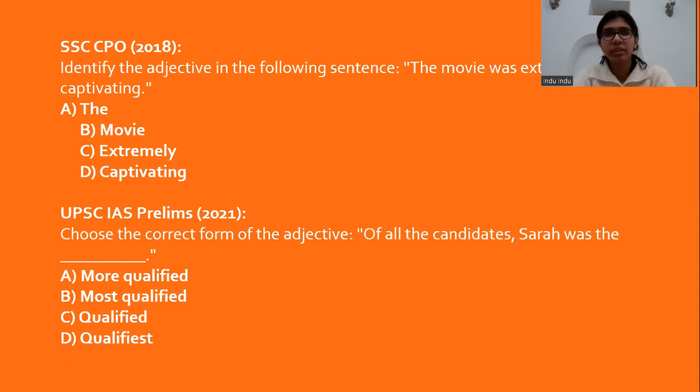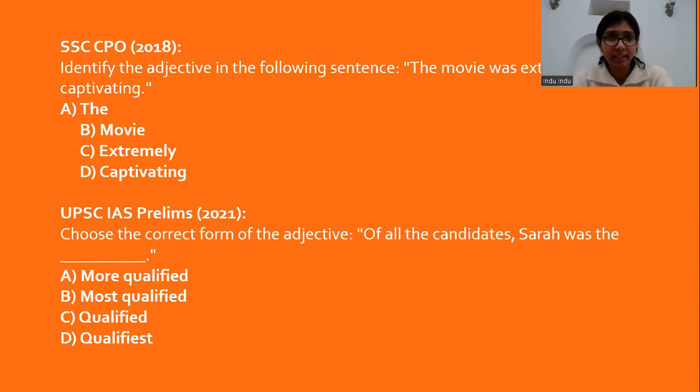Okay. Now we have the next question. Identify the adjective in the following sentence. The movie was extremely captivating. The is not the adjective here. Movie is a noun. It's not the adjective here. Extremely captivating. Okay, extremely definitely is the adjective here. Right? Extremely is the adjective that qualifies the noun captivating.